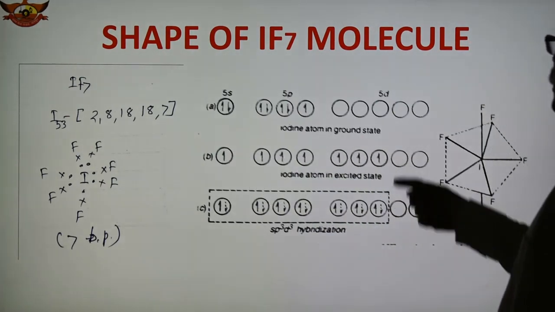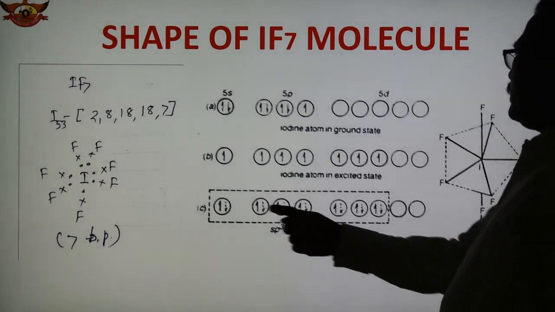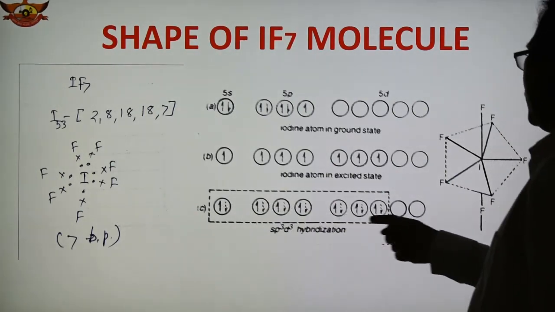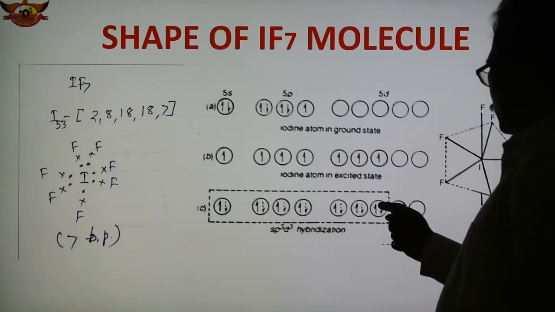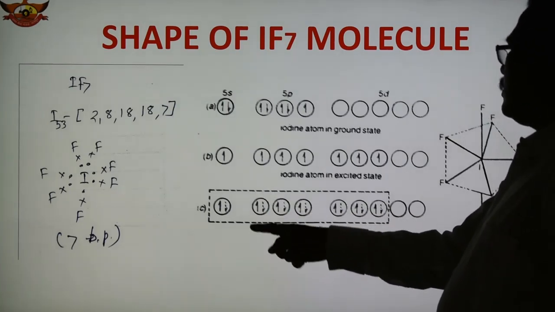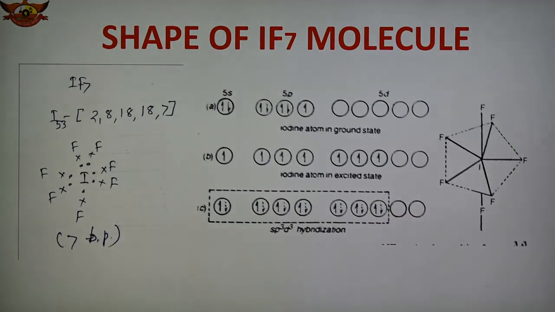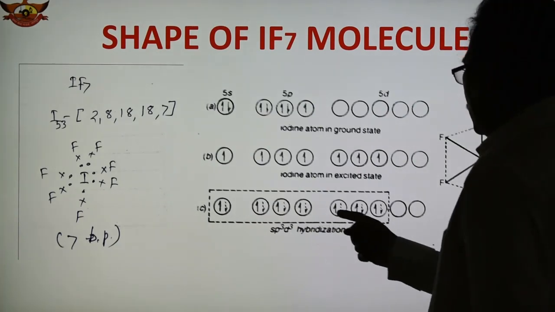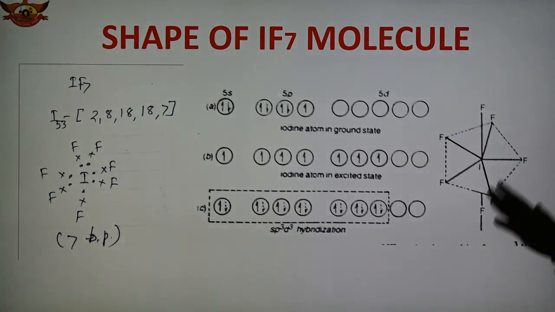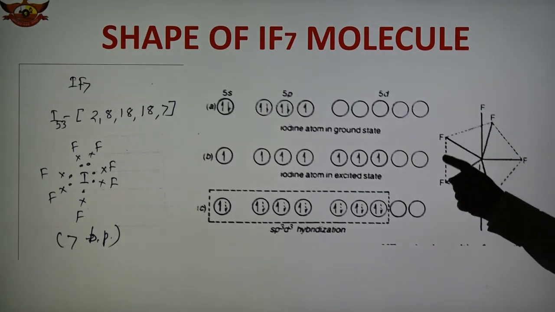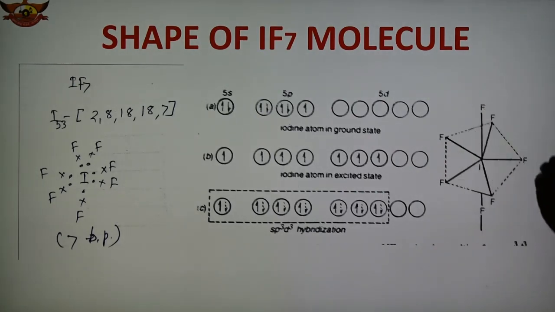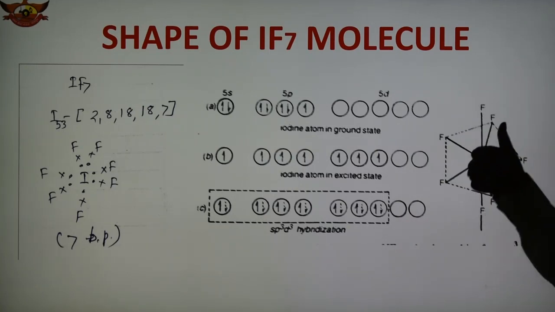And these 7 electrons of the iodine overlap with the 7 electrons of 7 fluorine atoms, forming this type of covalent bond. And also in this case iodine undergoes sp3d3 type of hybridization. So in this case 1s orbital, 3p orbitals and 3d orbitals undergo hybridization, forming 7 sp3d3 hybrid orbitals. Out of 7 hybrid orbitals, 5 are forming a pentagon ring with a bond angle of 72 degrees, and 2 are perpendicular to the plane of the pentagon, above and below the plane, with an angle of 90 degrees.